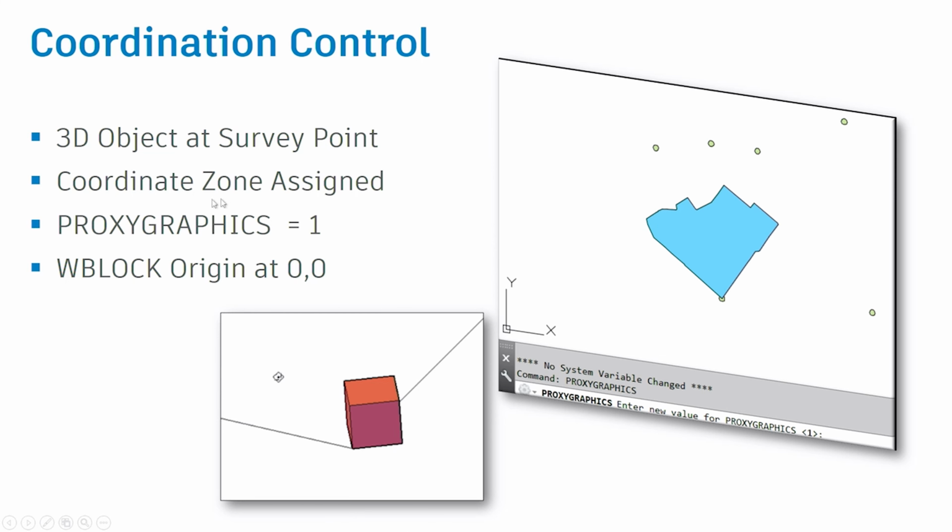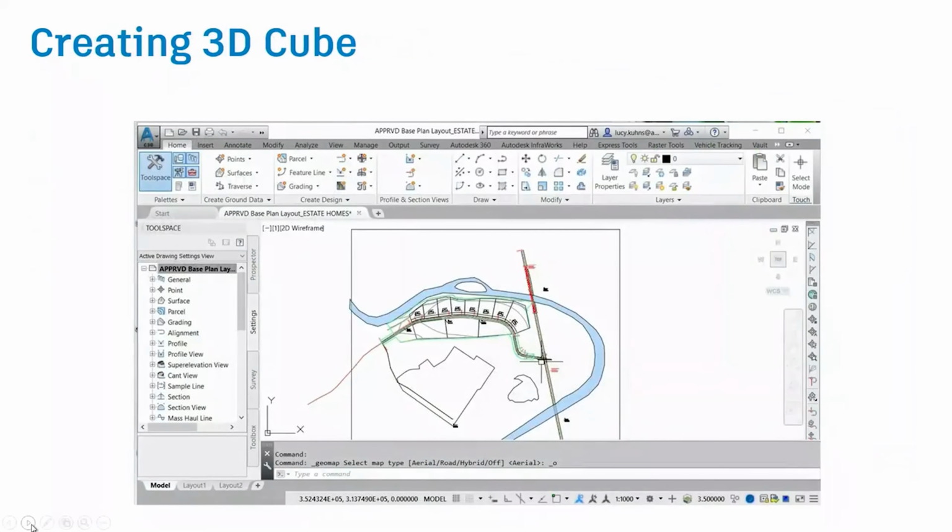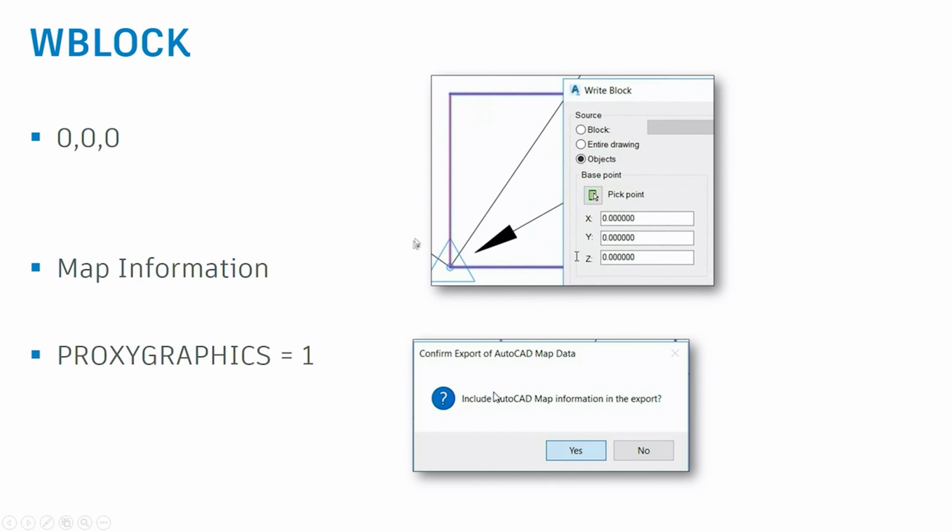So let's continue here. This is an example, so don't forget some objects. If I want something visible in Revit, it should be a 3D solid in AutoCAD. Use the coordinate zone assigned, proxy graphics server 1, and create a small double block with origin at 0, 0, 0. So in Revit, this data is the one extracted from the AutoCAD file. Again, a repetition of the information I had before.